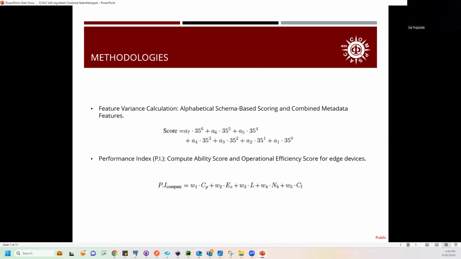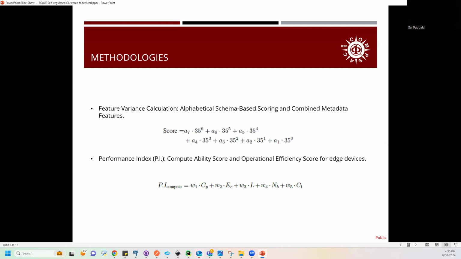We are looking at the schema and the data types, and you calculate the score based on the columns and the data types. Once you get the common score, you send that score to the global server, and the global server will consider that score. It's not the sole factor for forming the clusters. It also looks at the performance index, and the reason we introduced the performance index is to identify the driver within the cluster.